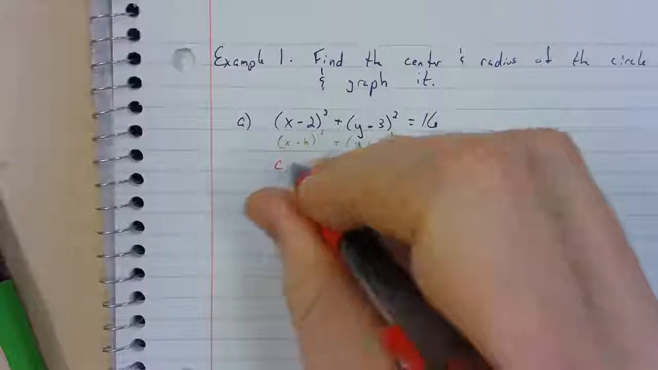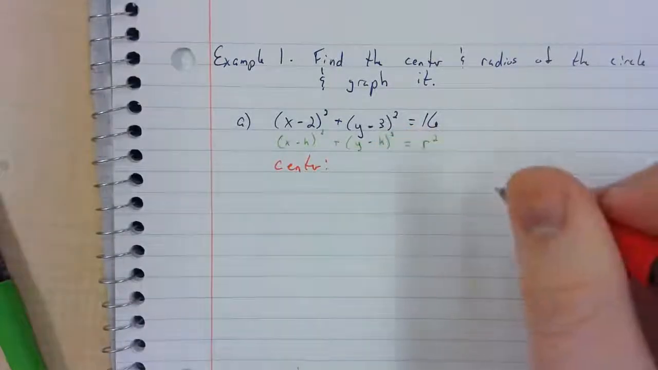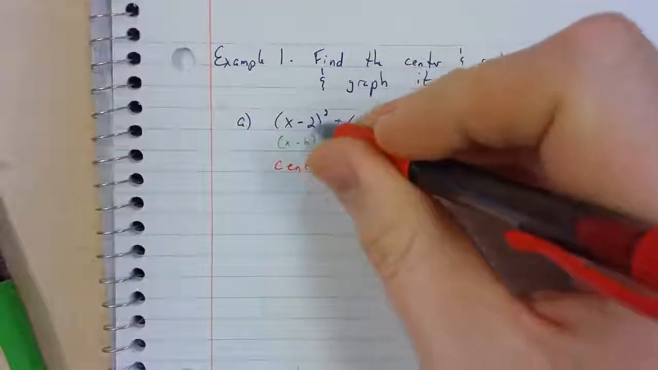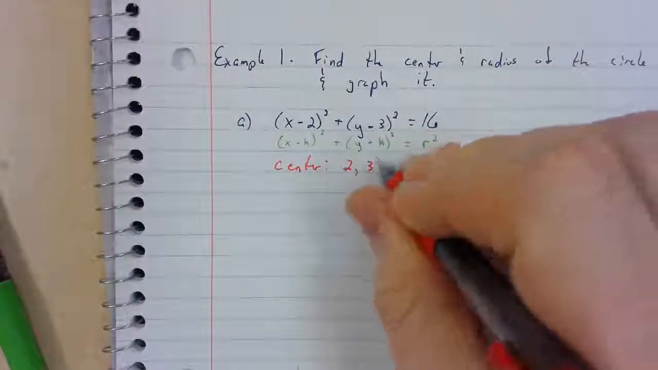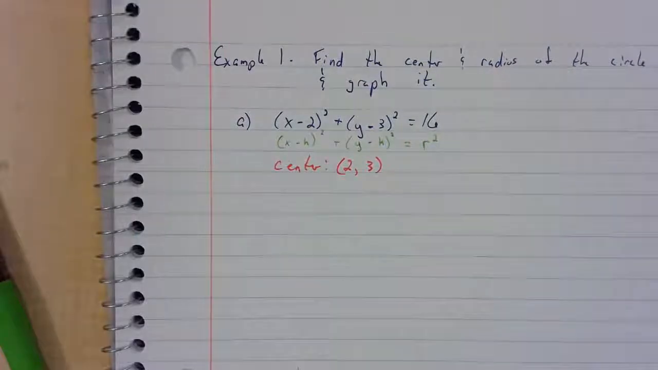So now it's pretty straightforward, right? The center is simply the point (h, k). So you guys already told me, what's h equal? 2. What does k equal? 3. Nailed it. That's the center of that circle.